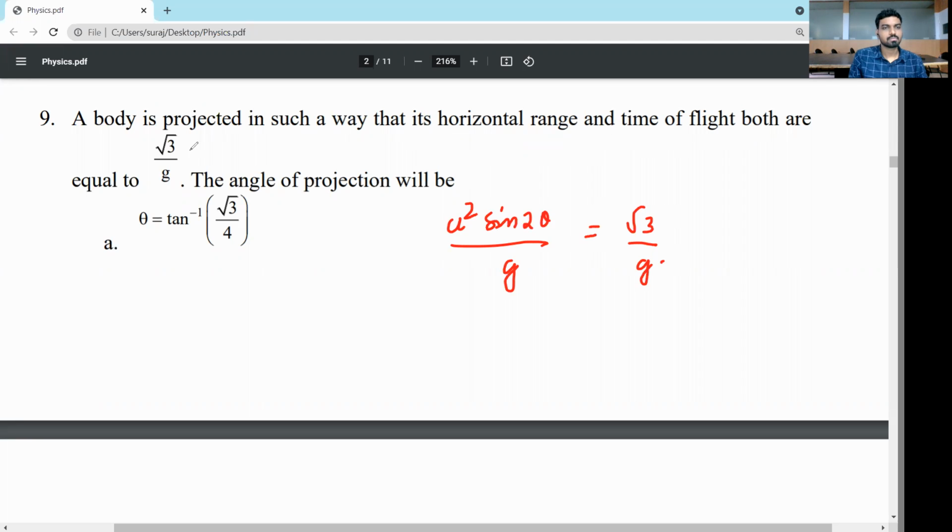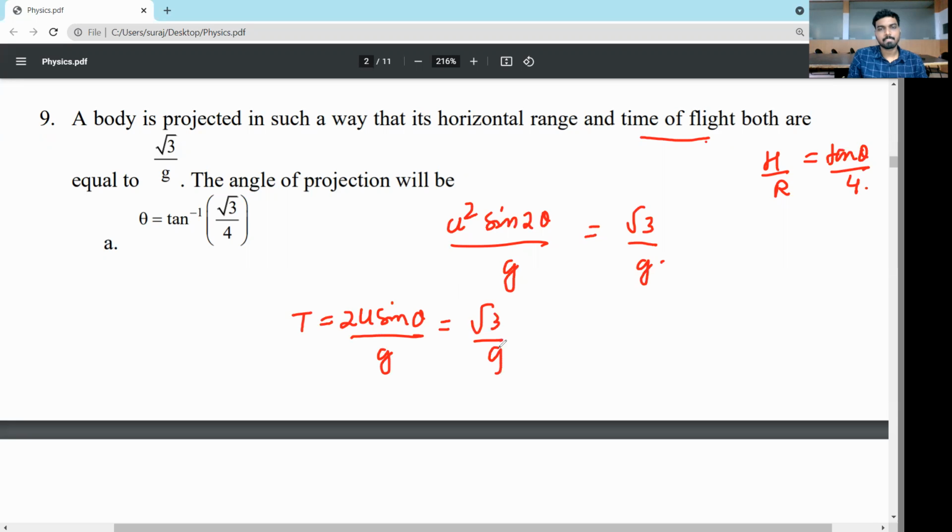Both are equal to root 3 by g. Or else directly you can find like this. We know the formula, H by R equals tan theta by 4. Time of flight is there, right? Range is there, only that we can find. Time of flight is what? 2u sine theta by g. This is given as root 3 by g.